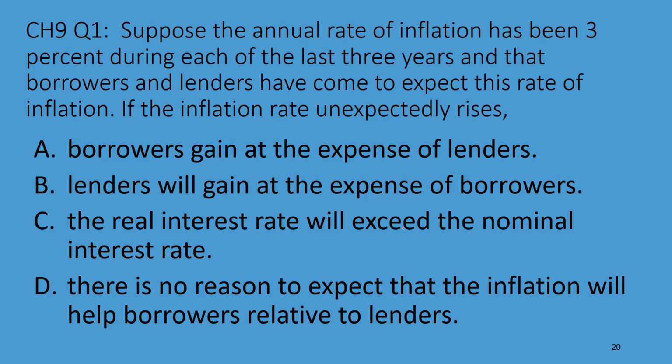All right, so let's go ahead and round out this first lecture video here in Chapter 9 with a couple of practice questions. This one says, suppose the annual rate of inflation has been 3% during each of the last 3 years, and that borrowers and lenders have come to expect this rate of inflation. If the inflation rate unexpectedly rises, so again, inflation is higher than we think it's going to be, then which of the following is true?